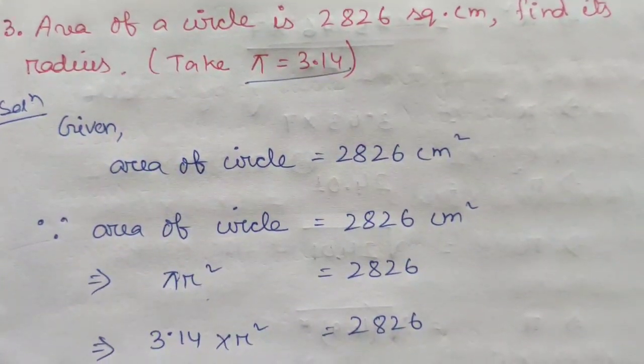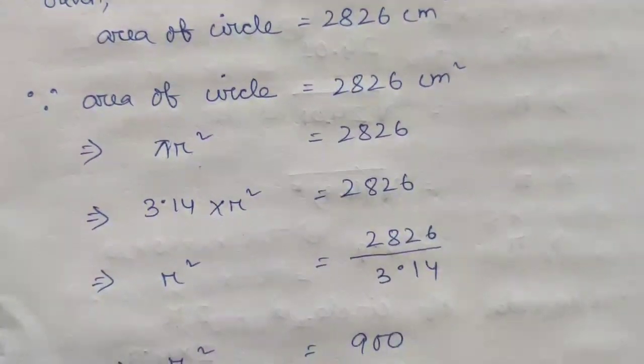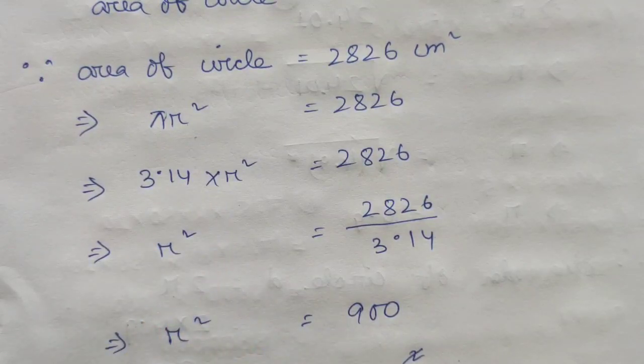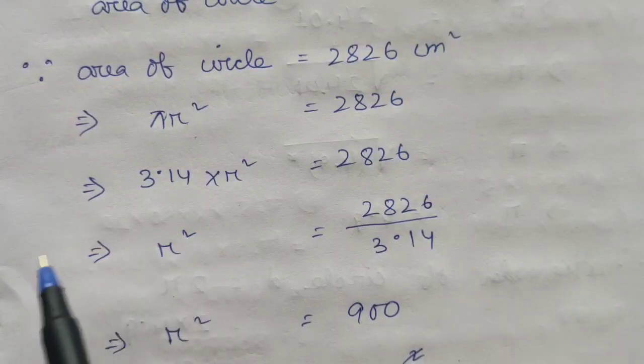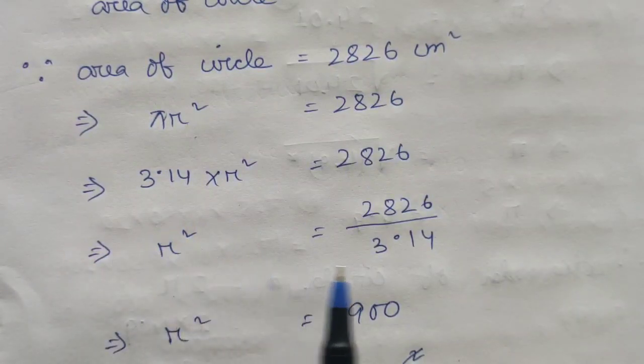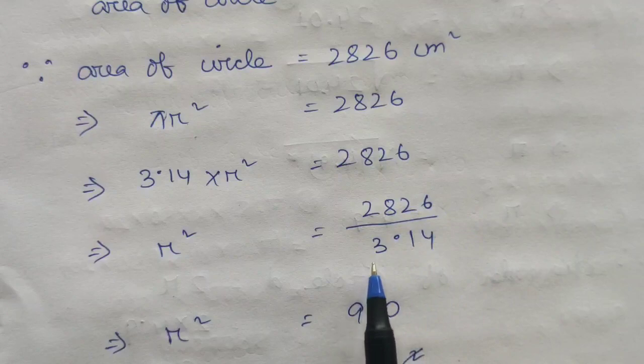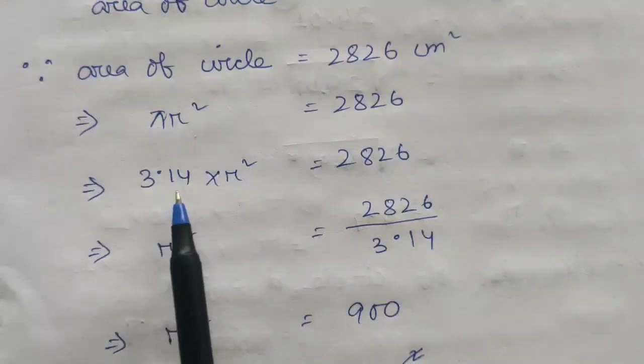3.14 into r. We don't know the value of r, right? So we'll write it as r square, that is 3.14 into r square equals 2826, right? Now look, here 3.14 is multiplied, so if we change the side, it will be divided. That is r square equals 2826 divided by 3.14.